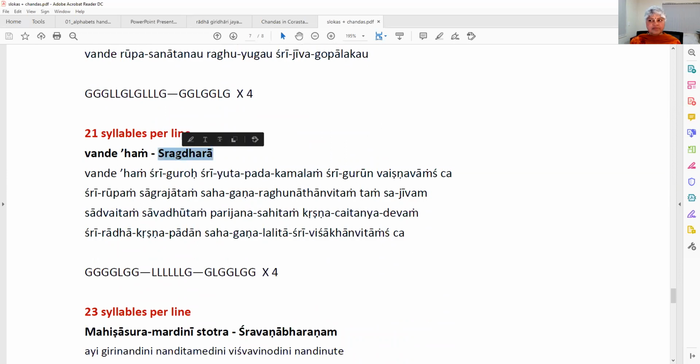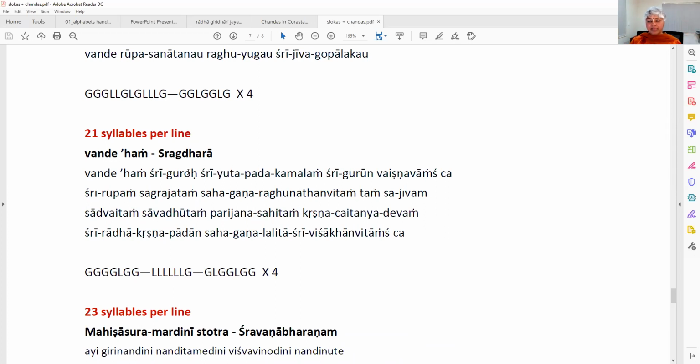What does Srag mean? We just saw it earlier. Garland. Garland, yes. Srag means garland. Dhara means holding. So what is the poet here doing? He's holding a garland of a beautiful verse, made up of a beautiful verse to offer to all these elevated souls.